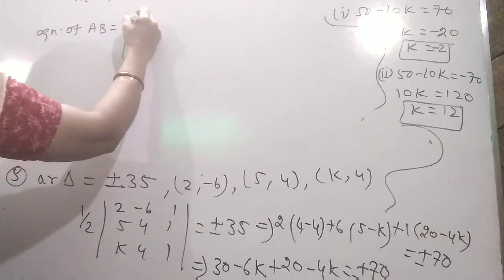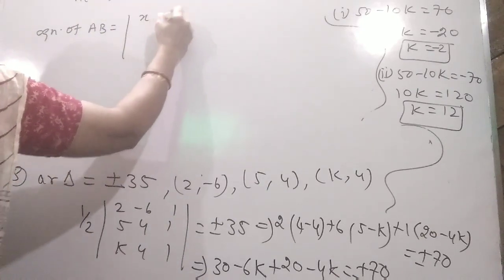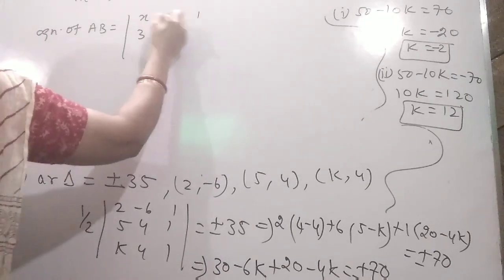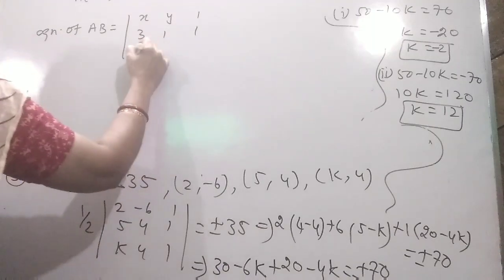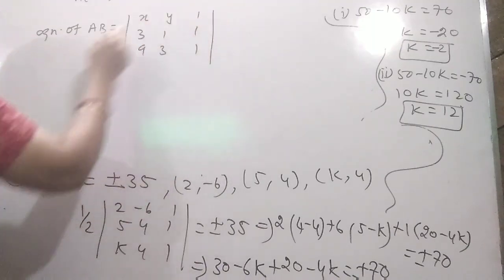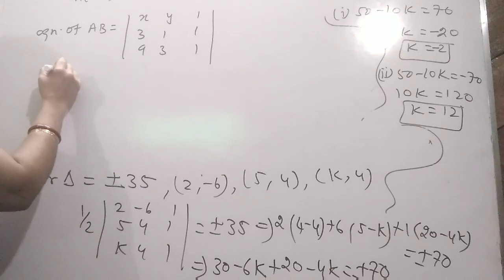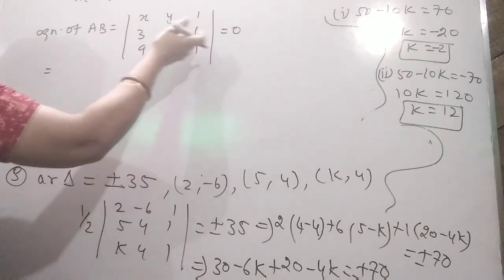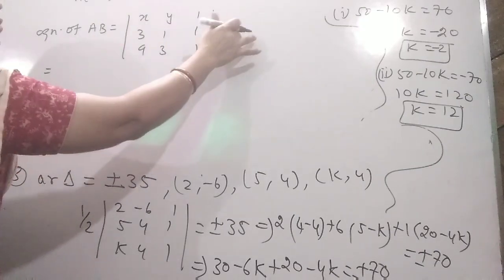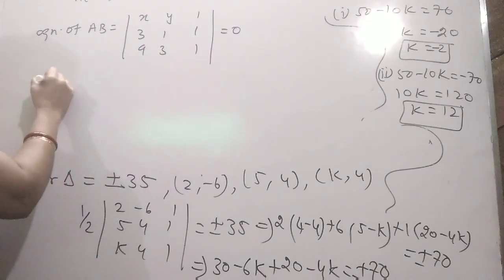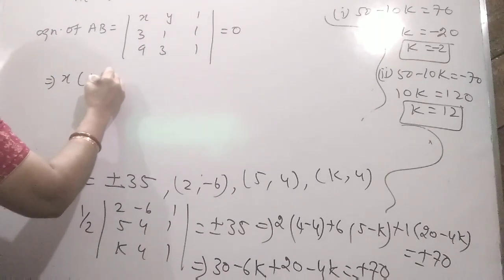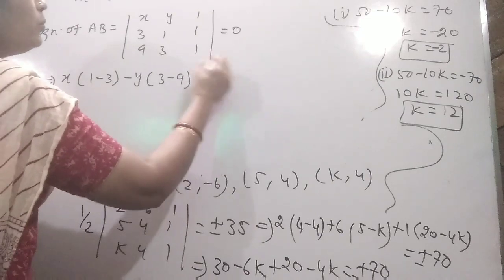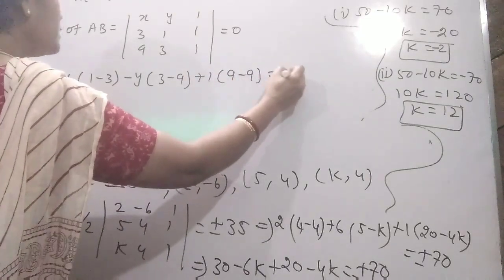The condition for 3 points to be collinear we are using here. The rows are x, y, 1. Without x, y there is no equation, that's why we write x, y. Then 3, 1, 1, then 9, 3, 1. Now if I open this, x into the simple bracket is equal to 0. The half goes to that side, so the area of the triangle is 0, and the half automatically goes. Now this implies, if I open this, 1 minus 3 minus y into 3 minus 9 plus 1 into 9 minus 9 equal to 0.